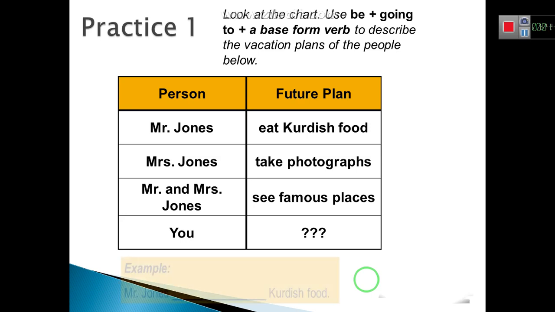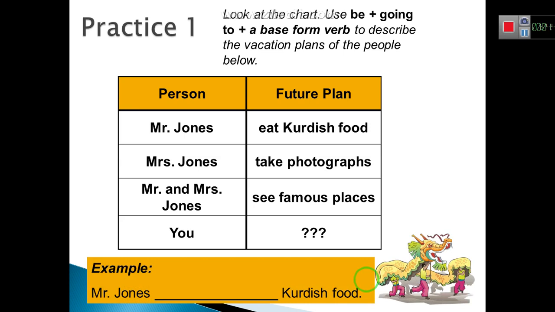I'm gonna do the first one for you. Example. Mr. Jones, Kurdish food. Okay, for Mr. Jones, is or are? He is singular. He is, so I have to use is. Okay, Mr. Jones is. After is what do I have? I have going to. Well done. Mr. Jones is going to. Then the base form of it is eat. Eat Kurdish food. Okay, guys, very good. Please, can you do the others? Write in your notebook.